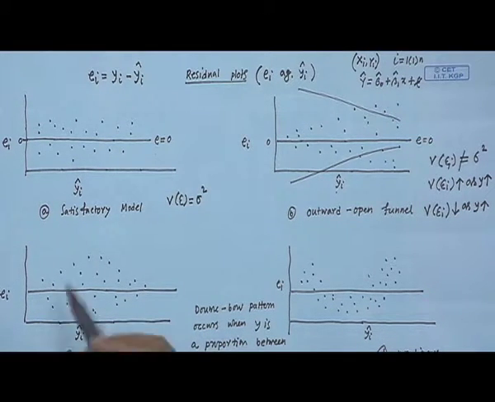And the other situation could be, this is called double bow. So, here you see the scatter plot of the residual, and this sort of scatter plot occurs when y i is a proportion and y, the response variable, is between 0 and 1. So, this sort of scatter plot also indicates that the constant variance assumption is violated. Okay. And here is the fourth scatter plot.